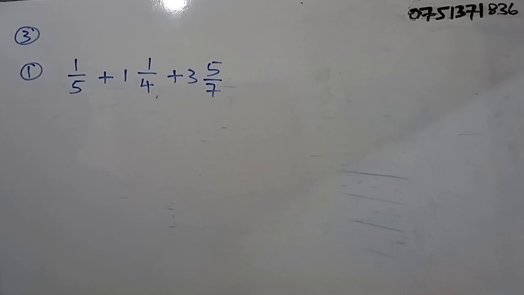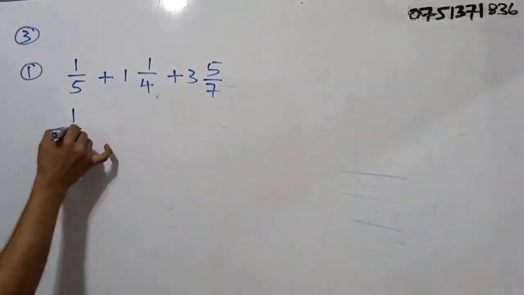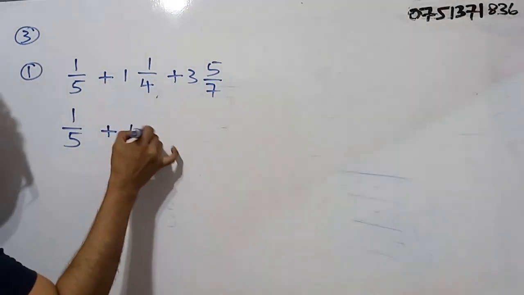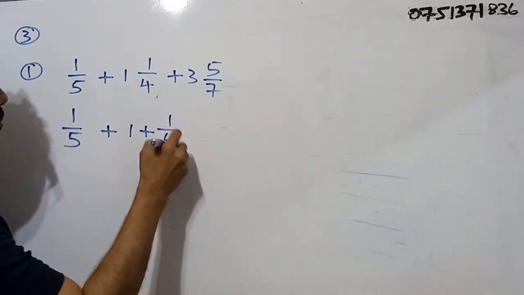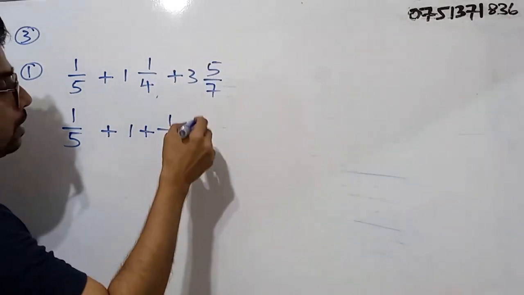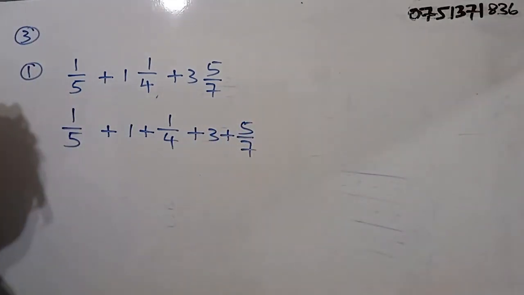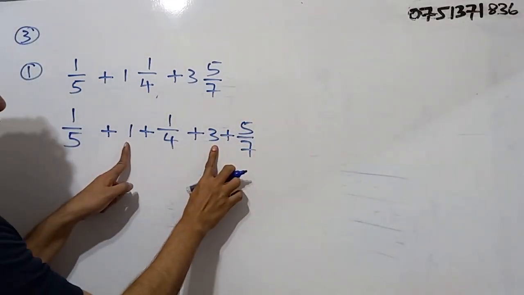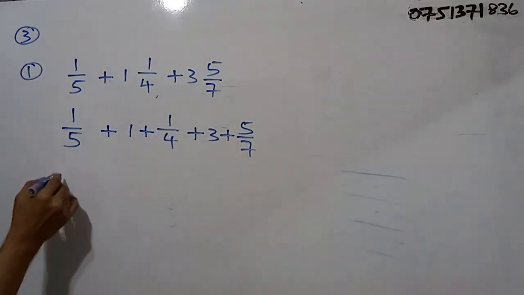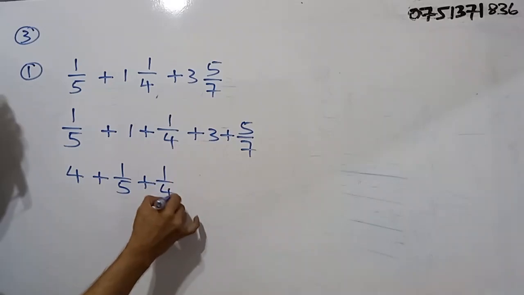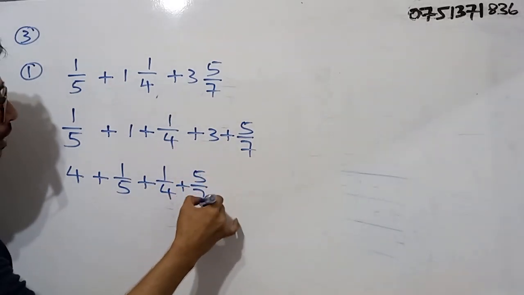Okay, question number 3. So we have been given this expression to simplify. Okay. So 1 by 5, I can rewrite this expression as what? 1 plus 1 by 4. Then I can rewrite this expression as what? 3 plus 5 by 7. Now I can further simplify these two whole number parts. So what will it be? 4 plus 1 by 5 plus 1 by 4 plus 5 by 7.